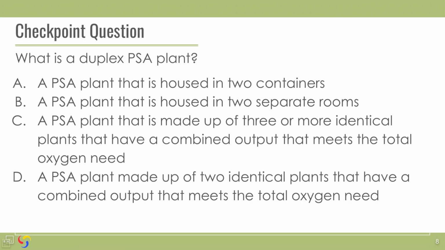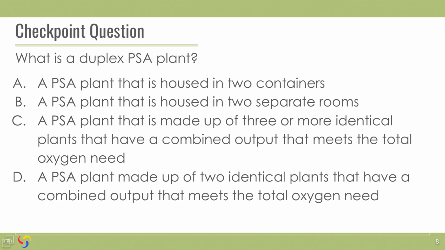Checkpoint. What is a duplex PSA plant? Is it A, a PSA plant that is housed in 2 containers, B, a PSA plant that is housed in 2 separate rooms, C, a PSA plant that is made up of 3 or more identical plants that have a combined output that meets the total oxygen need, or D, a PSA plant made up of 2 identical plants that have a combined output that meets the total oxygen need?